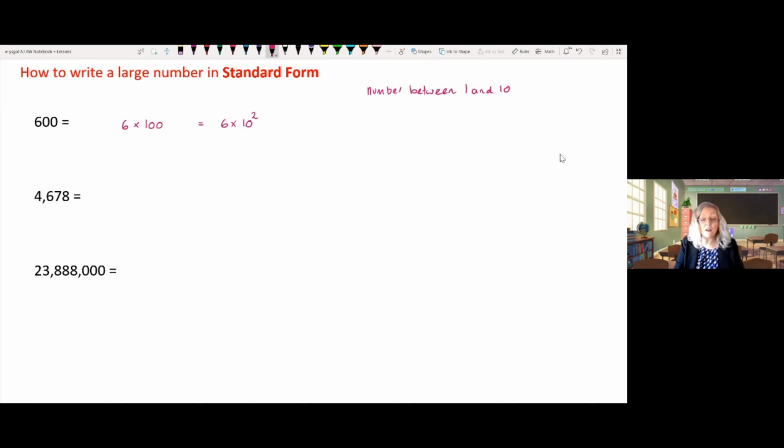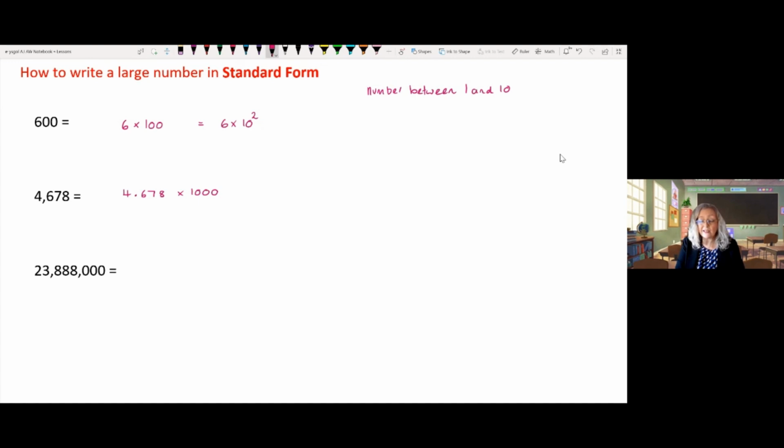So let's have a look at some slightly larger numbers. I've got 4,678, and I need a number between 1 and 10. You can't change the digits or the order of the digits, so I've got to start with a 4. So the number is going to be 4.678. Well, what would I need to multiply this by in order to get 4,678? And the answer to that is 1,000. 4.678 multiplied by 1,000 will give me 4,678.